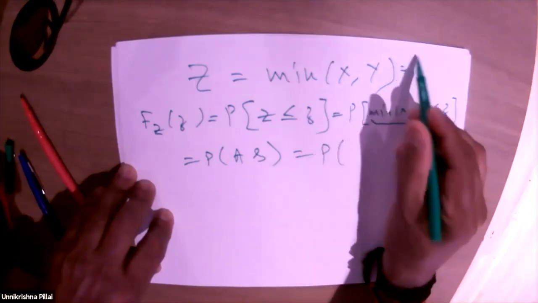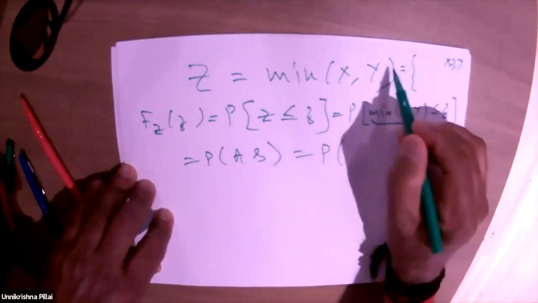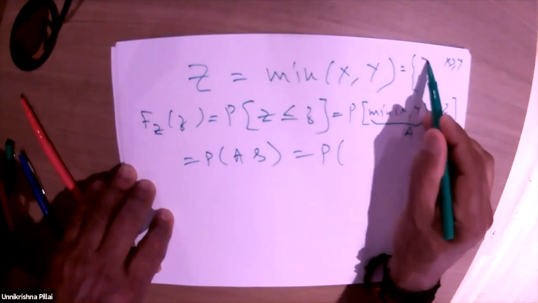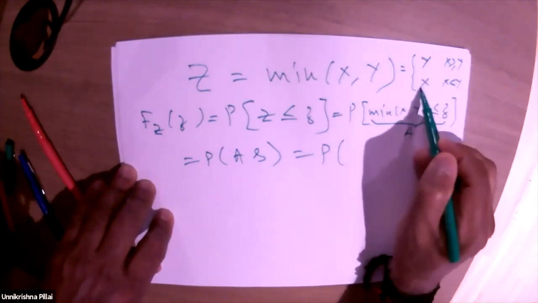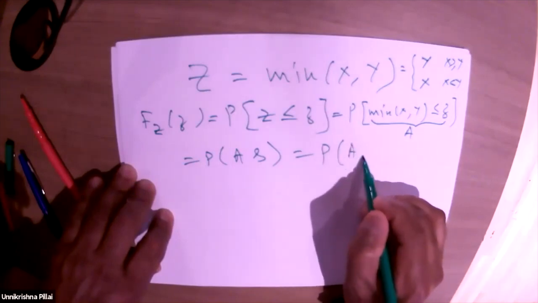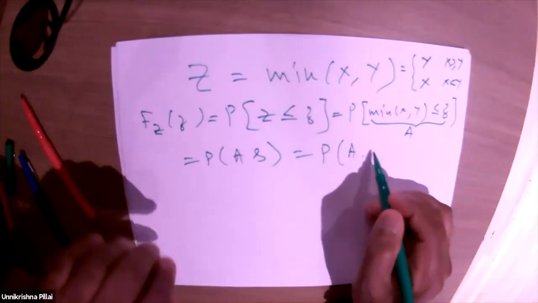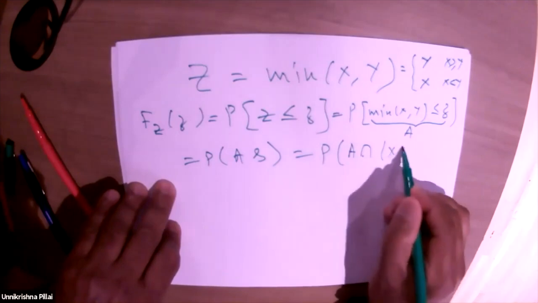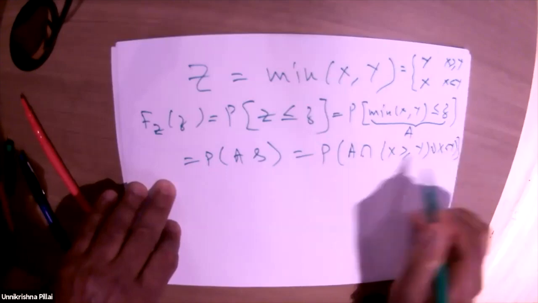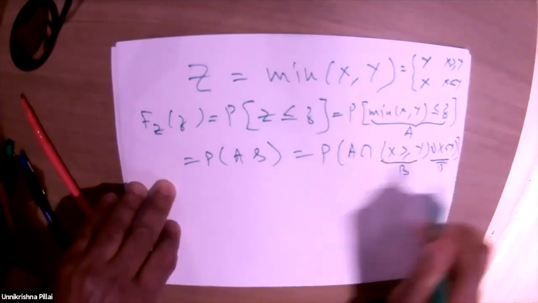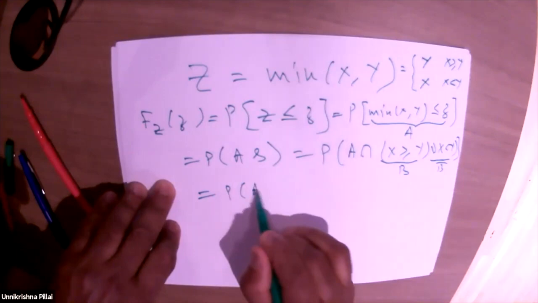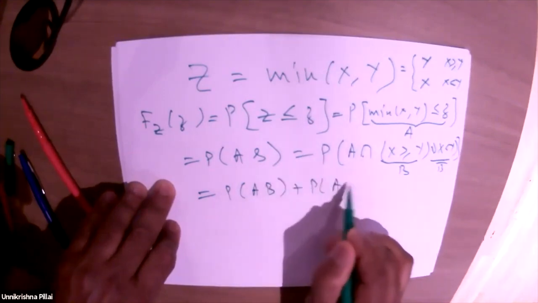And remember, what is the minimum? If X is greater than or equal to Y, the minimum will be Y. And if X is less than Y, the minimum will be X. So it's the same partition as before: A intersection with X greater than Y union X less than Y. If I call this B, this is B bar. So you can write it as AB plus AB bar, and since B and B bar are mutually exclusive, you can write it like this.